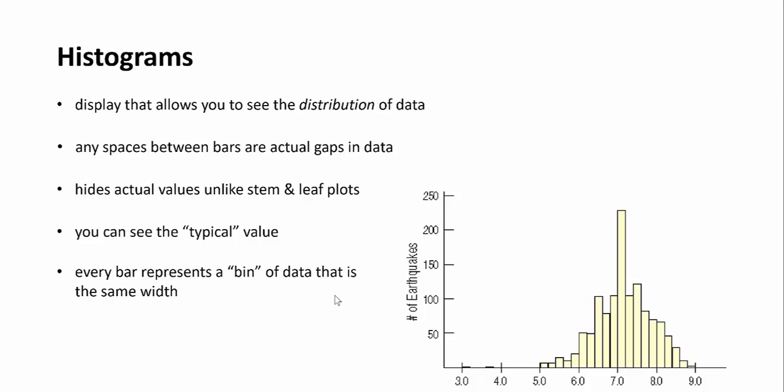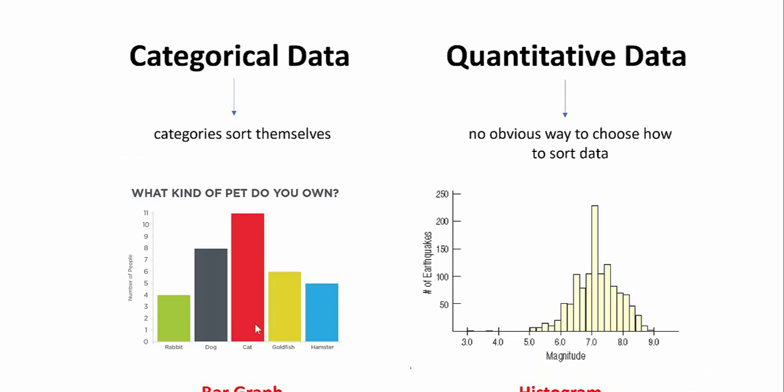It is very, very important to note this last bullet point. Every bar is the same width, right? Remember I talked about bins. They have to be equal width to be a histogram. And the other thing is that these gaps, right? These are actual gaps in the data. A bar graph is different from a histogram. I'm going to go back for a second, right? So look at these pets. These little gaps here are to separate those categories. Gaps in a histogram are actually gaps in the data.